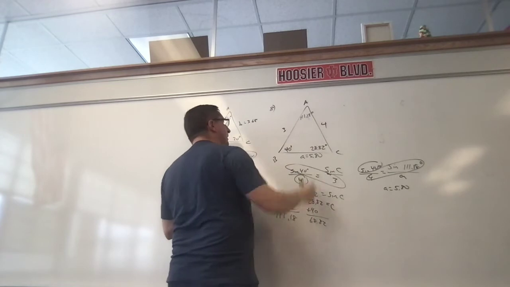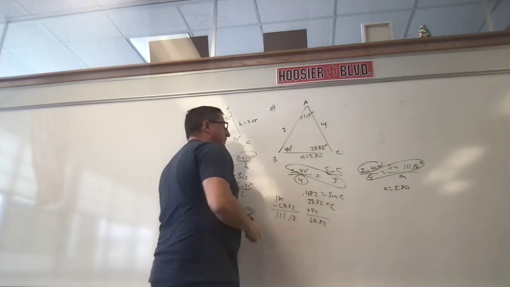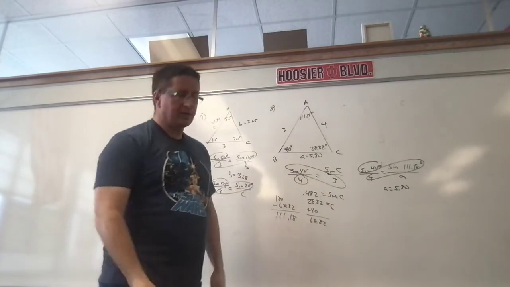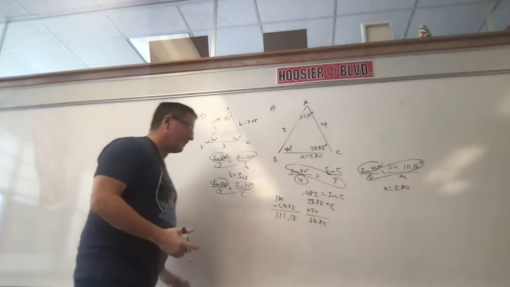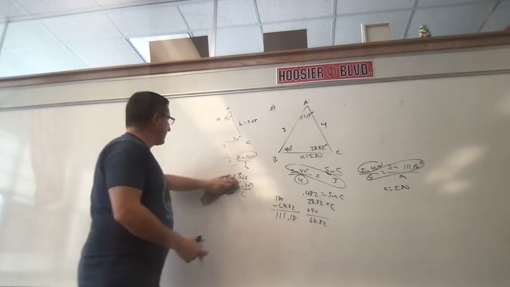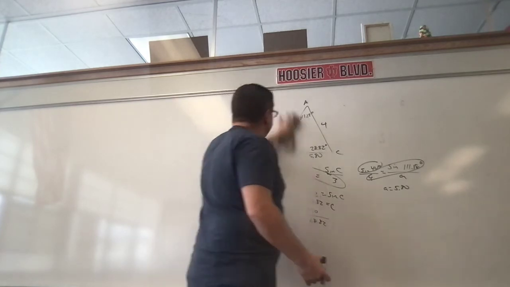Again, you don't have to do this, but biggest angle, biggest side, smallest angle, smallest side, works out. That doesn't prove that we did it right, but if your biggest angle is not across from your biggest side, or your smallest angle is not across from your smallest side, then you know you definitely messed up. Okay. Two more.